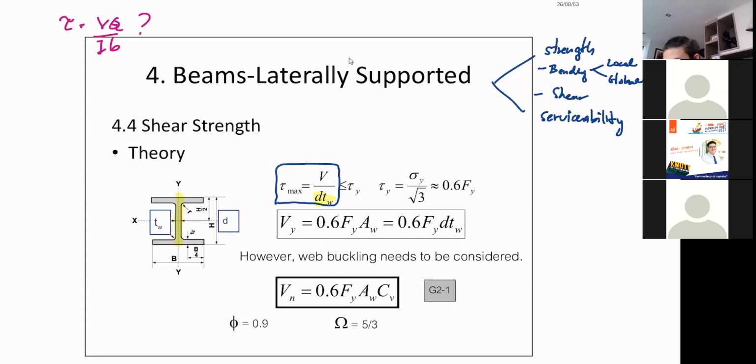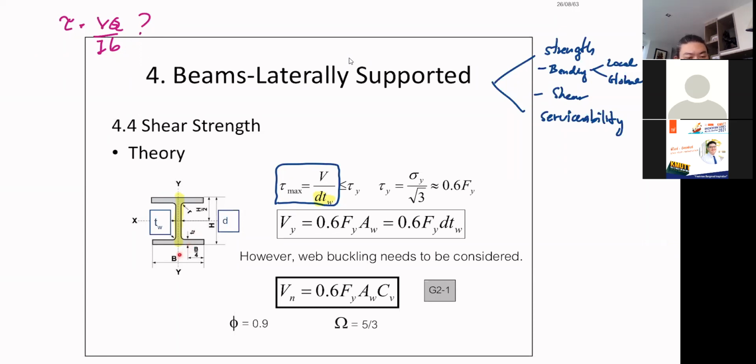So let's look at this. What would be the shear stress if I calculate the shear stress by using this formula? If I use this formula to calculate the shear stress and then I try to write the shear stress distribution of this beam, how would the shear distribution look like? Anyone?